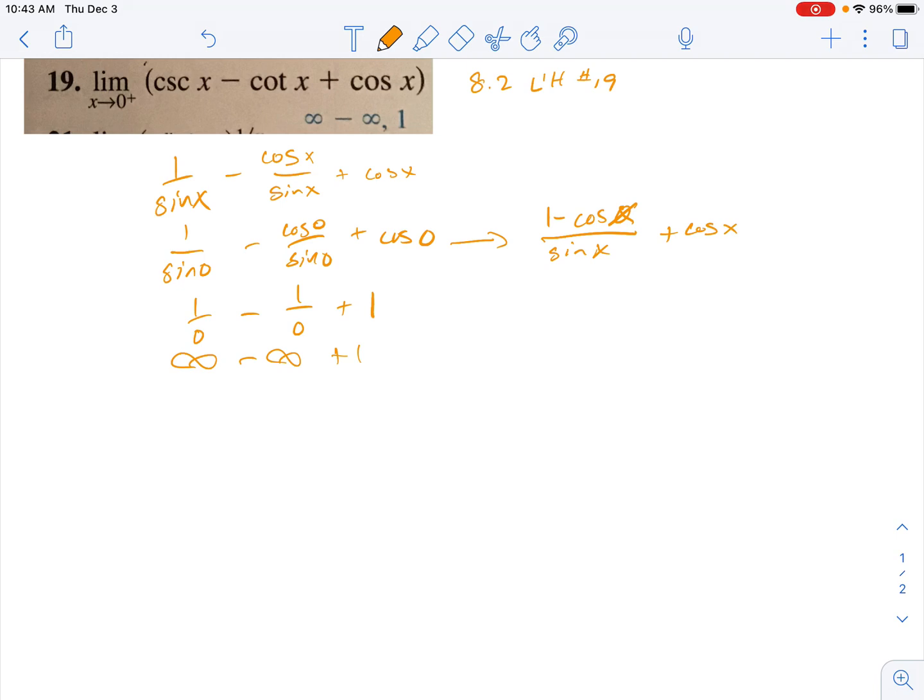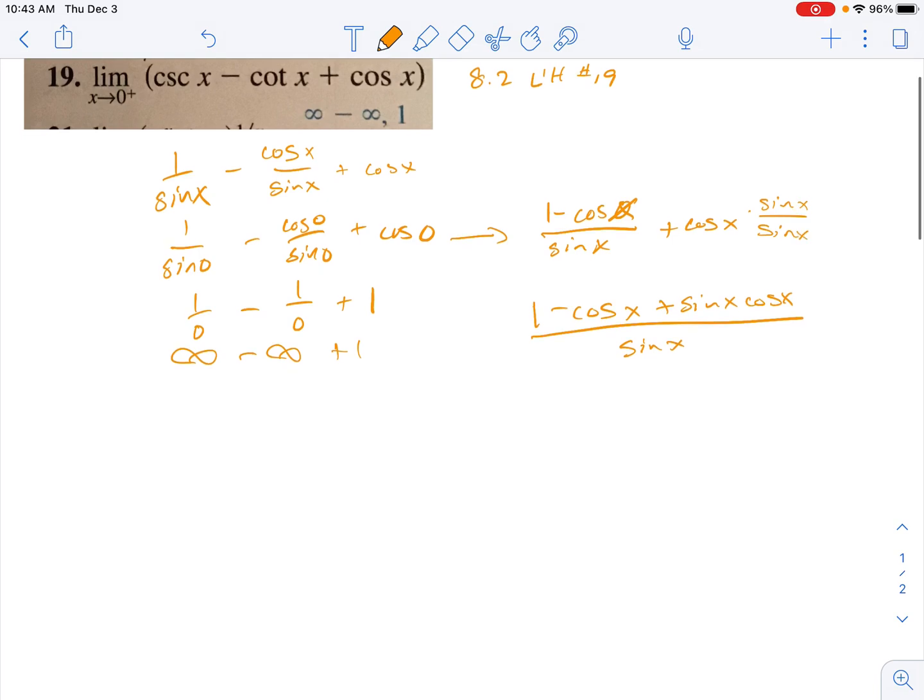And then let's get a common denominator here to combine these, okay? So then we're going to do 1 minus cosine of x plus sine x cos x all over the sine of x. So we just took this and we multiplied by sine of x over sine of x. And so now here's our term.